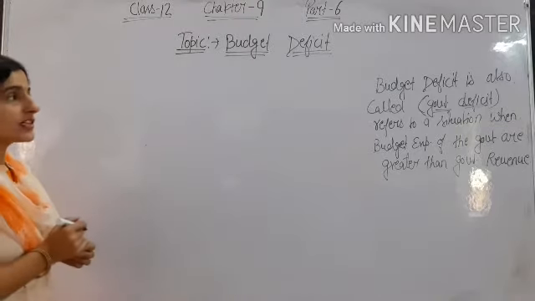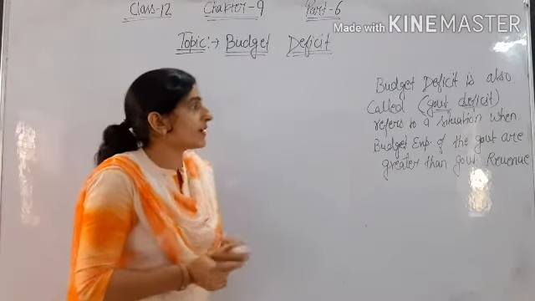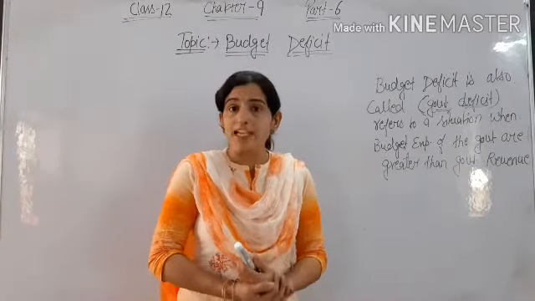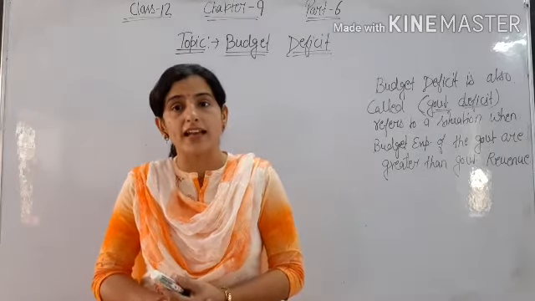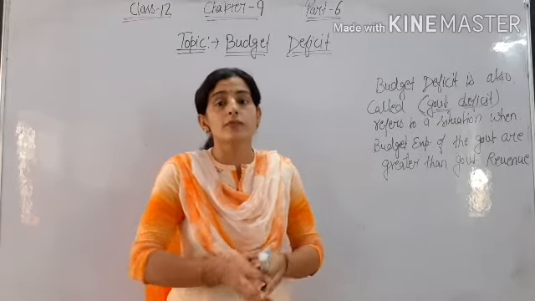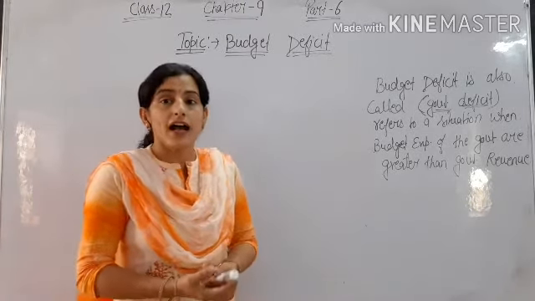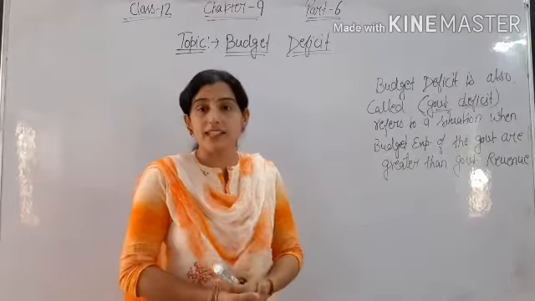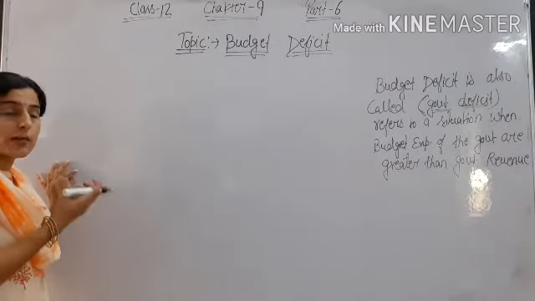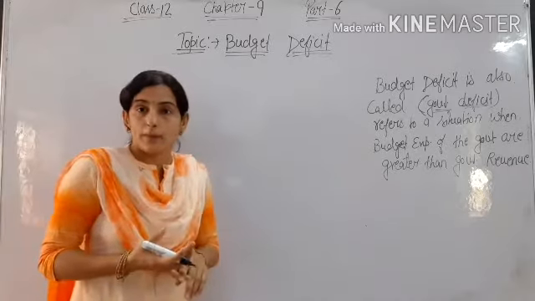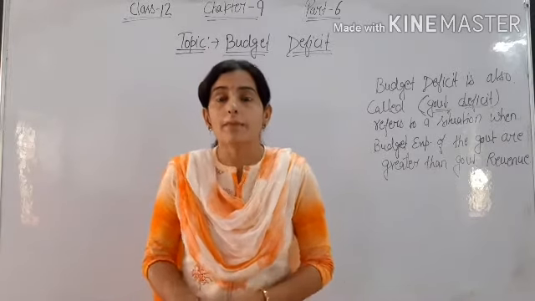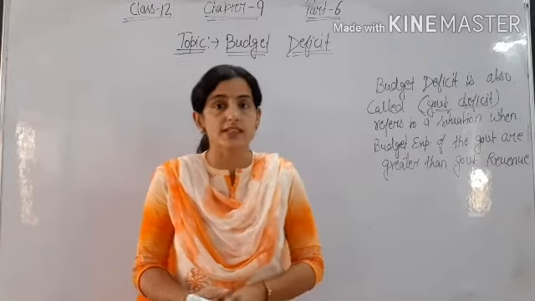What is budget deficit? Budget deficit is also called government deficit. It refers to a situation when budget expenditure of the government is greater than government revenue. Means whatever income the government is receiving from taxation and the public is less than government expenditure. What is government expenditure? Government expenditure on the public, providing public facilities like making roads, dams, health, education, all these facilities.